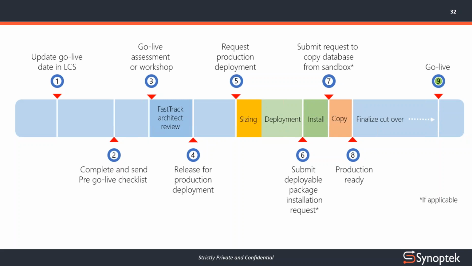5 is request production deployment from Microsoft, and the following things occur: sizing and deployment. 6, submit a deployable package installation request, install, and then 7, submit request to copy database from Sandbox. Complete the copy. Step 8 is production ready. Finalize the cutover, and then the 9th step is to go live.